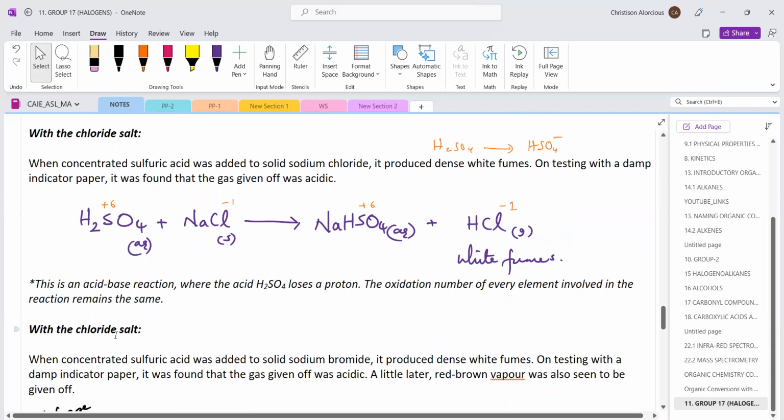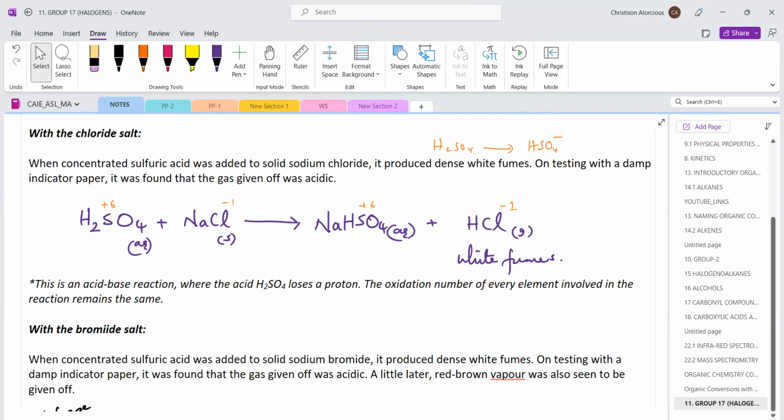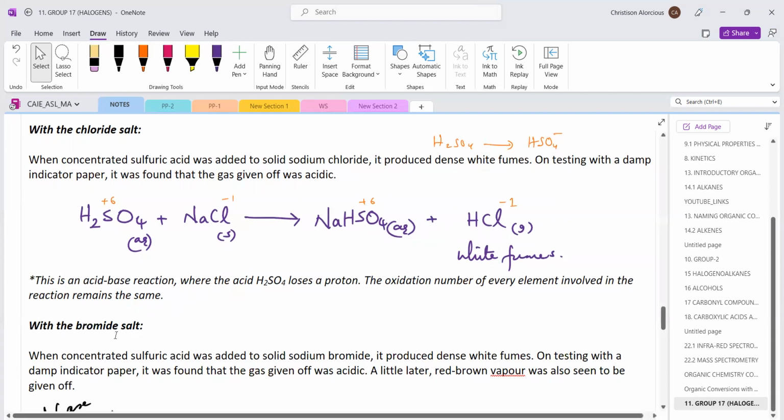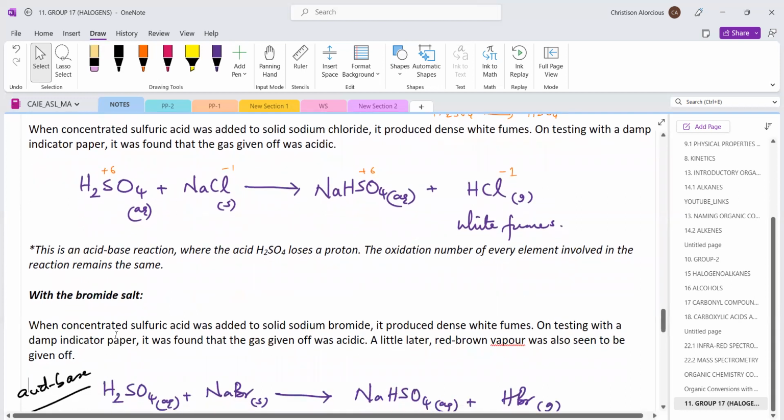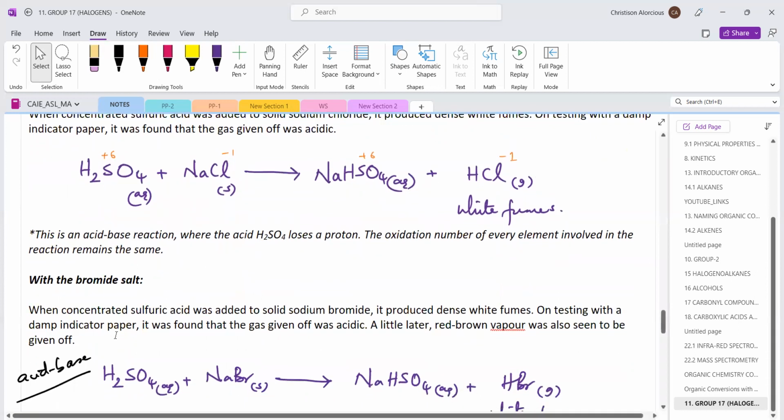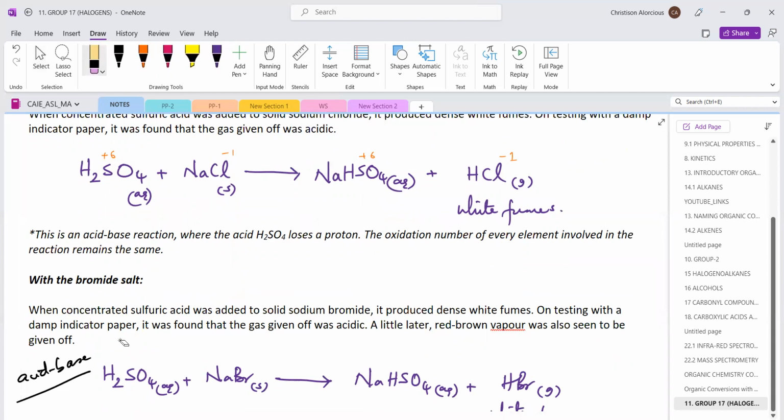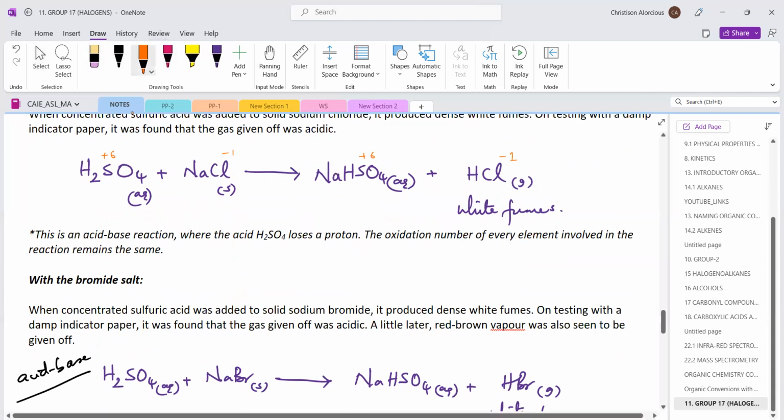With the bromide salt, you take, say, potassium bromide or sodium bromide. I've spoken here with sodium bromide, but it could be potassium bromide, calcium bromide, anything. When concentrated sulfuric acid is added to solid sodium bromide, initially you see a dense white fume. That basically means you have HBr being given out. So the same reaction is happening. The first reaction is an acid-base reaction, no difference there. Again, the sulfuric acid just loses one proton, but the oxidation numbers remain the same: +6 for the sulfur on both sides, -1 for the bromide on both sides.